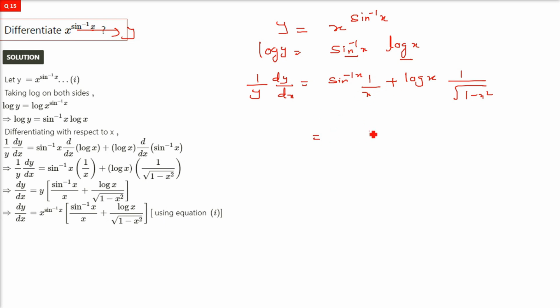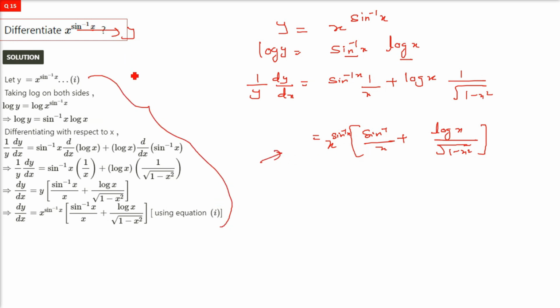So what do you get? You get sine inverse x divided by x plus log x divided by under root 1 minus x square. And then we have y multiplied here. So dy by dx will be x to the power sine inverse x times this. This is how you are going to write everything.